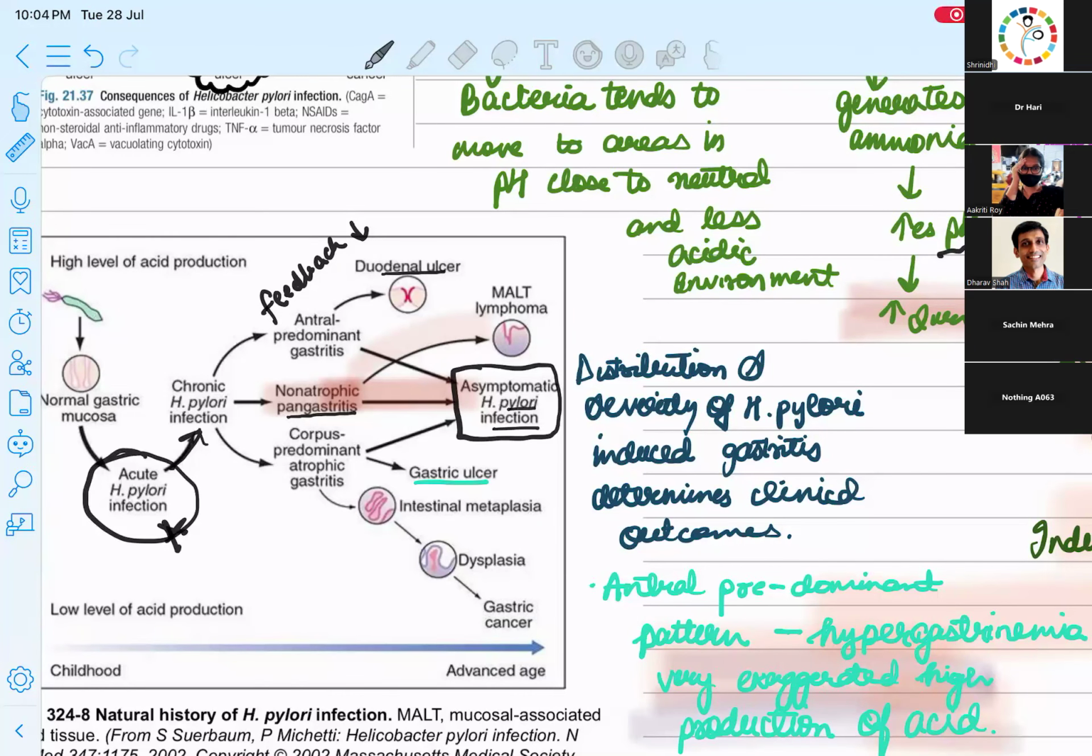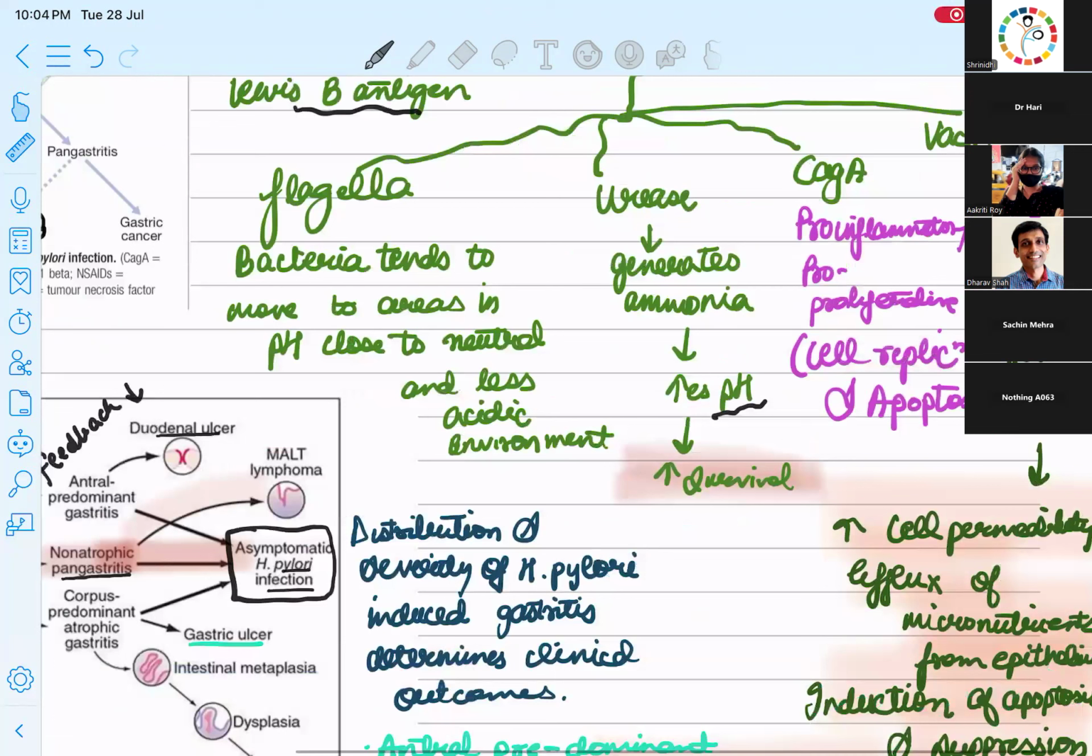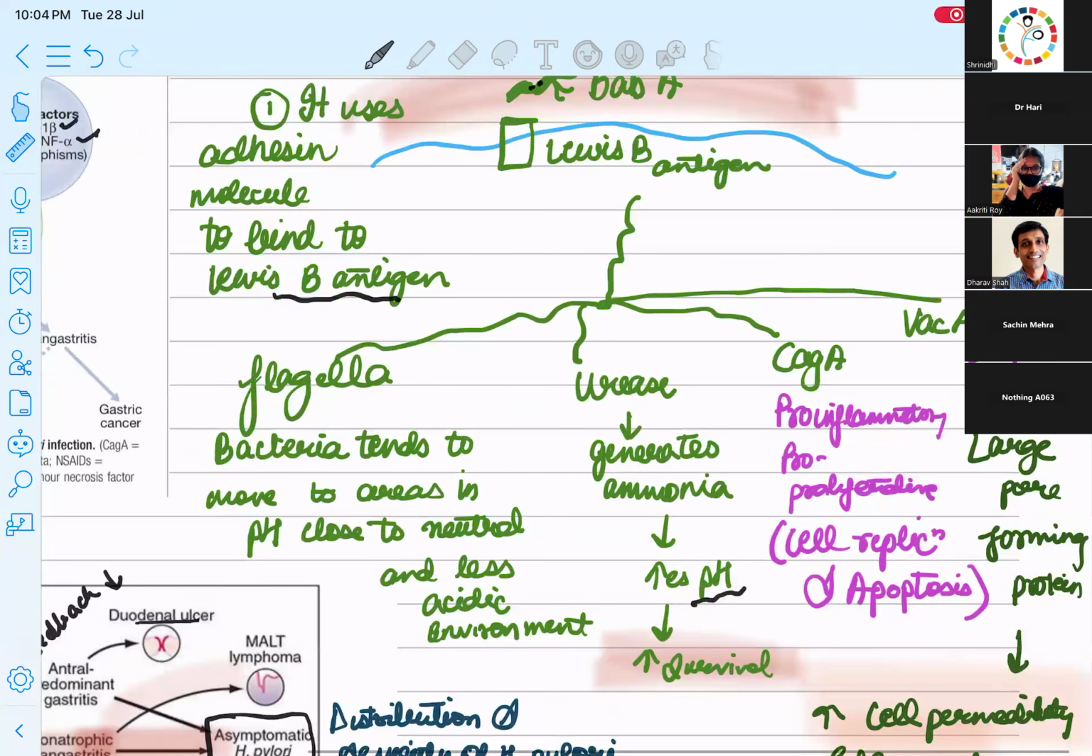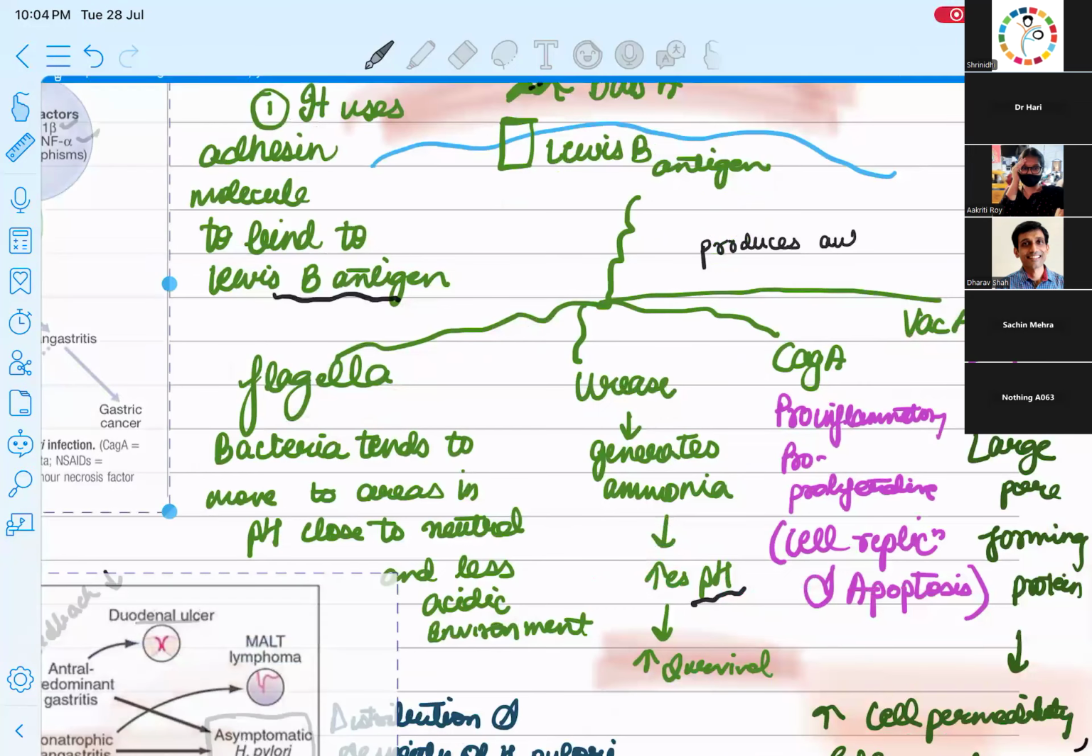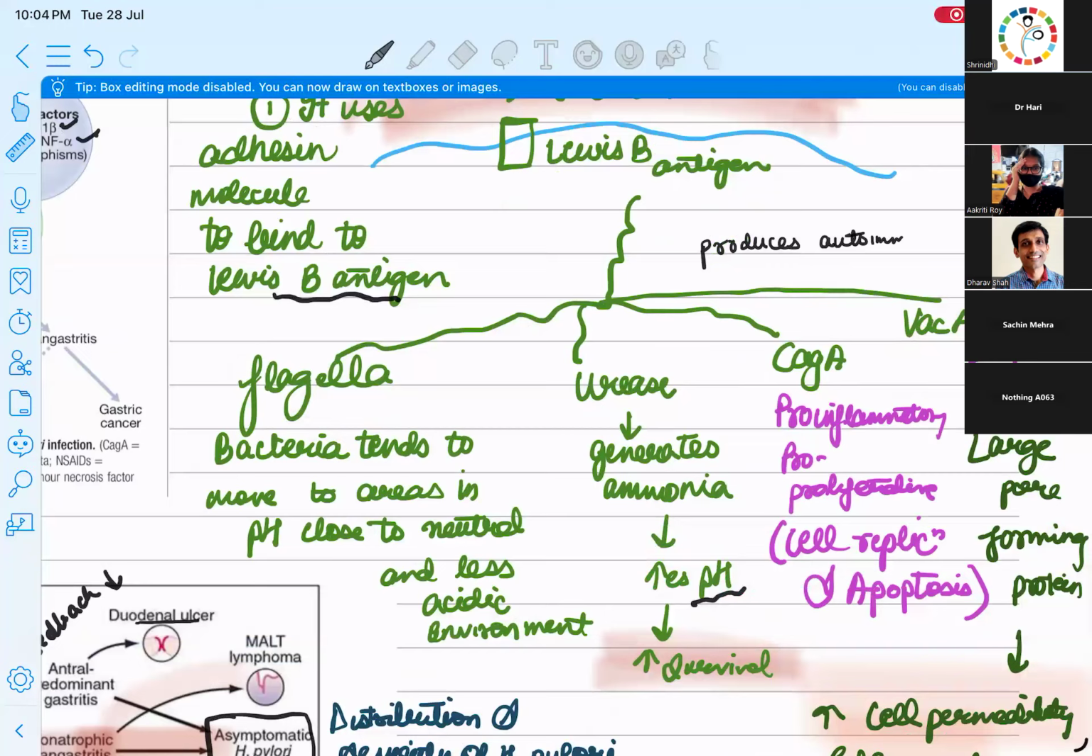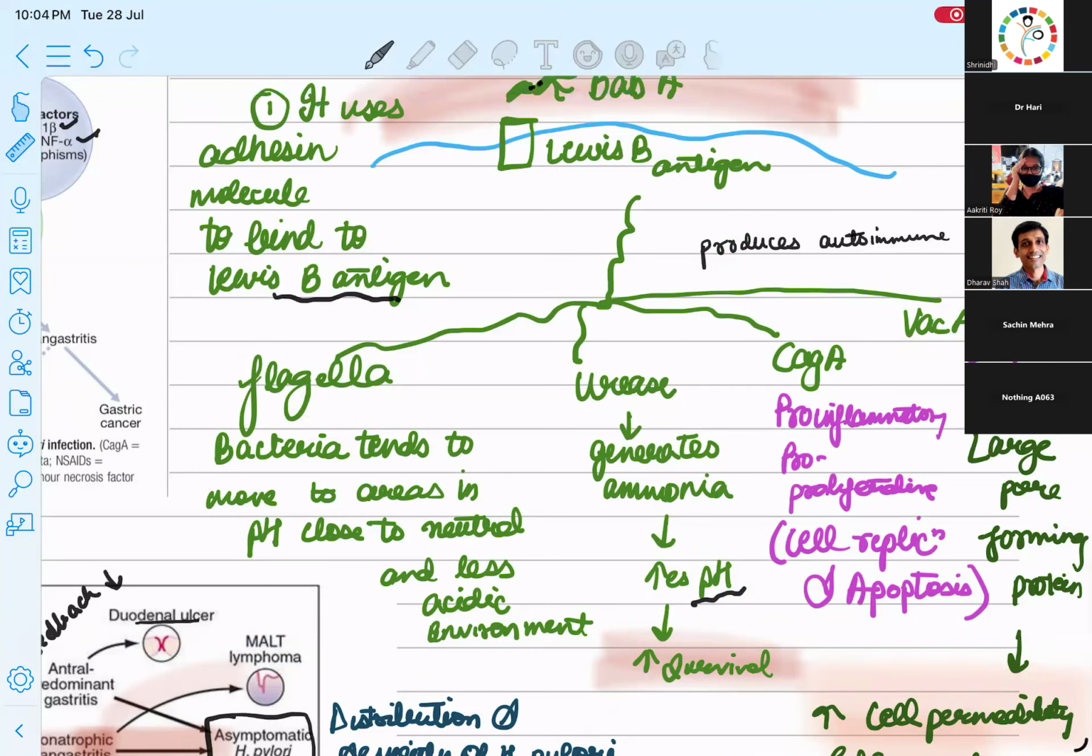An important one is that it produces autoantibodies. The antibodies are against H+/K+ ATPase, so it is a form of autoimmune gastritis. It produces antibodies against H+/K+ ATPase, very similar to the mechanism of development of autoimmune gastritis. That's what it's called; I just mentioned it together. So pan-gastritis results in reduced acid production.